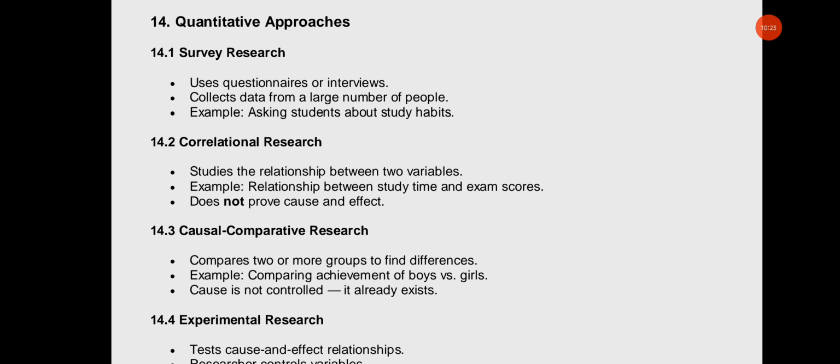Causal comparative research: compare two or more groups to find differences. Example, comparing achievement of boys versus girls. The cause is not controlled, it already exists.